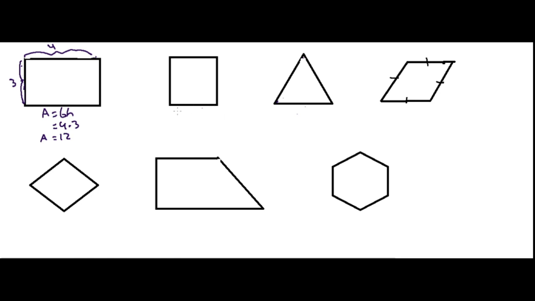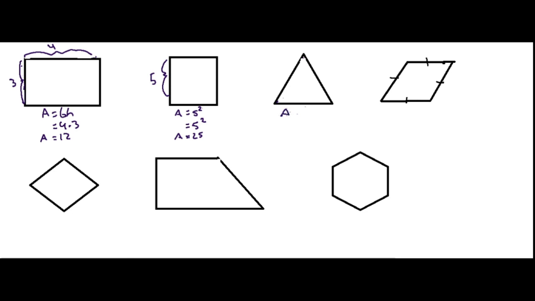Now our next shape will be a square. Its area is equal to its side squared. So let's say its side is equal to 5. So that's going to be 5 squared, which is equal to 25.